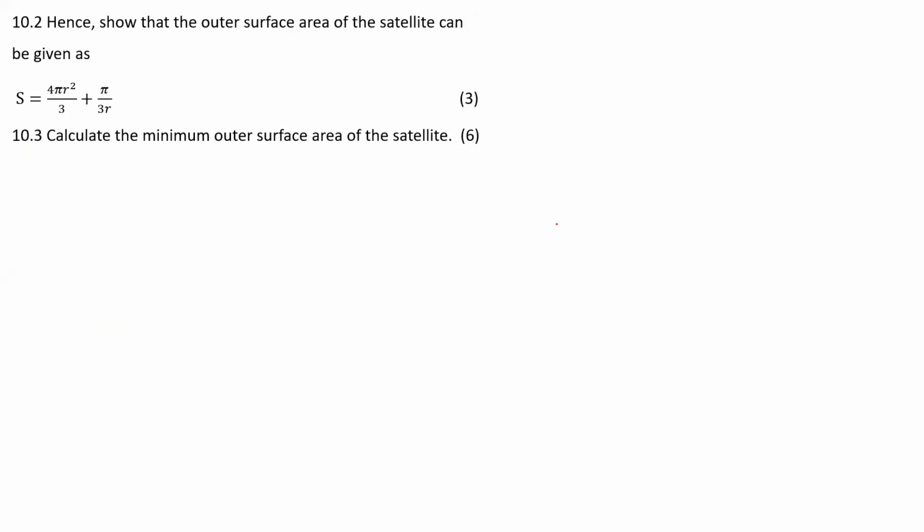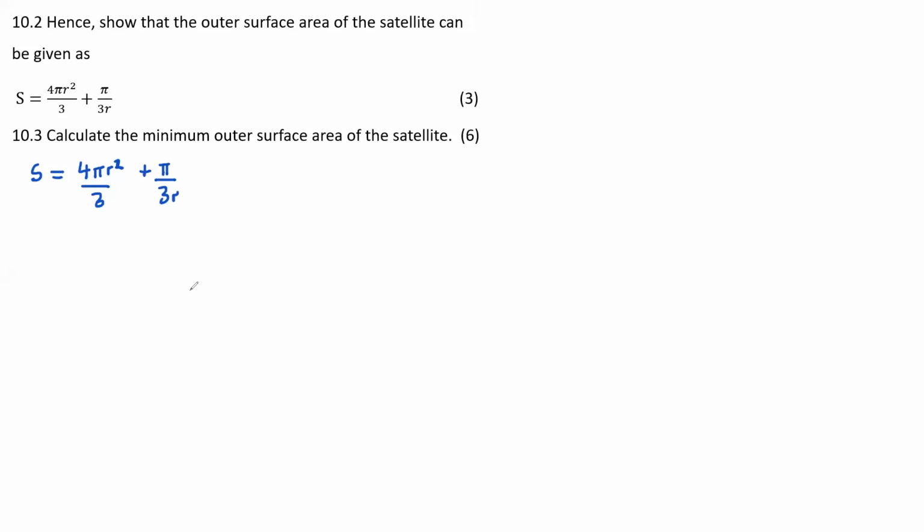Calculate the minimum outer surface area of the satellite. Oh, let's do some maths. Minimum outer surface area of the satellite. Okay, family, let's work it out together. The formula for surface area from what we see is 4 pi r squared over 3 plus pi over 3r. That's what they say.